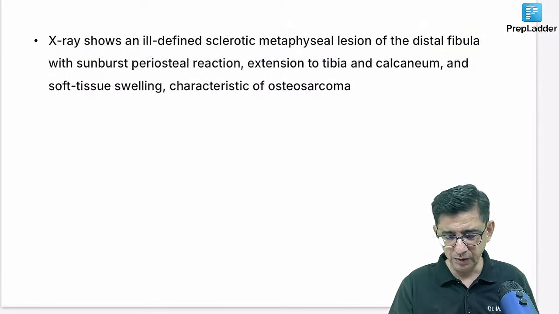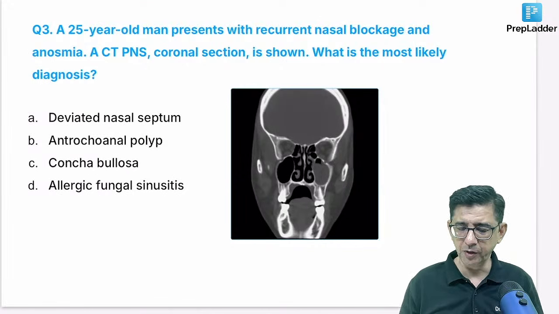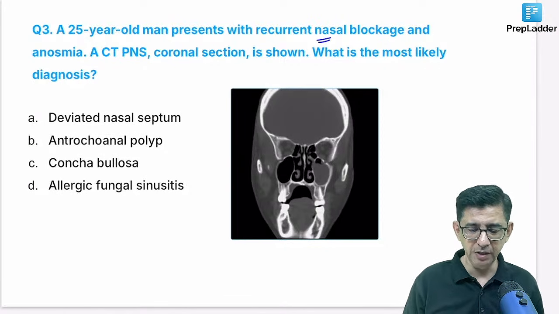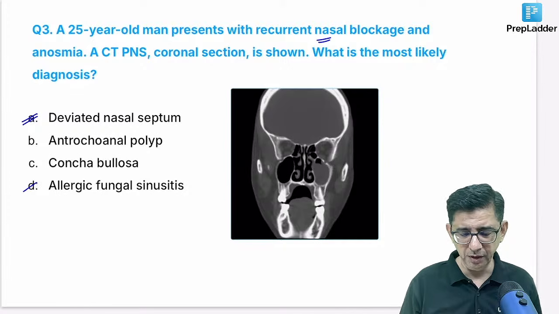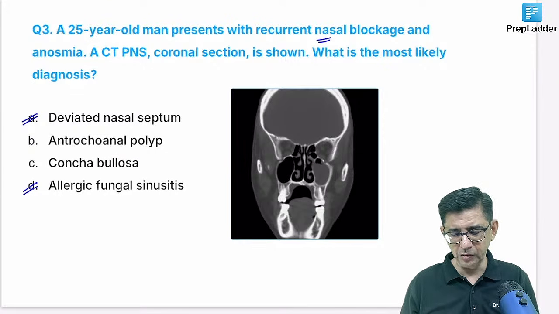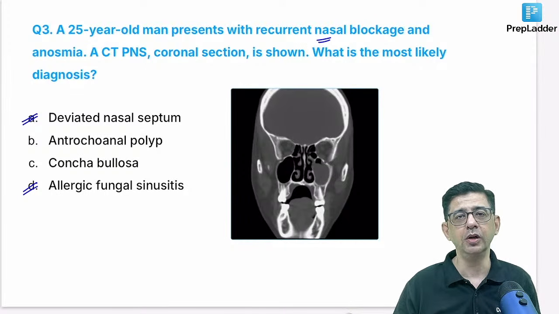Moving to the next one, which is again a straightforward one. Recurrent nasal blockage and then a CT of the paranasal sinuses is given, and I can expect answers from you guys for the same as well. Obviously, it doesn't look like a deviated nasal septum, doesn't look like allergic fungal sinusitis. So it's only between two that you need to work out. Either it's going to be answered as antrochoanal polyp or it's going to be concha bullosa.